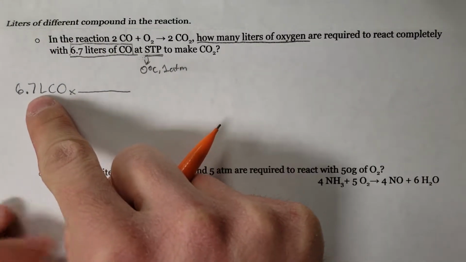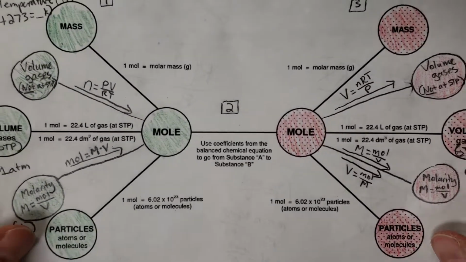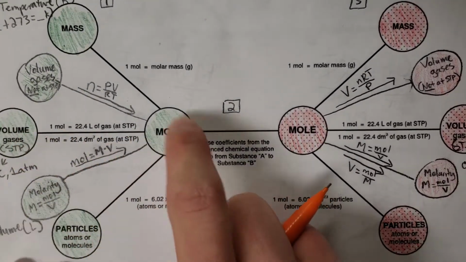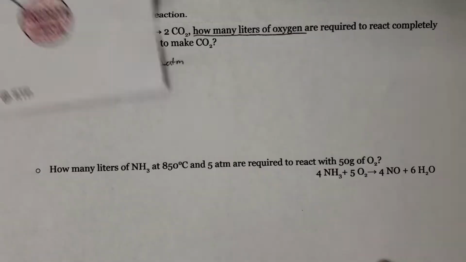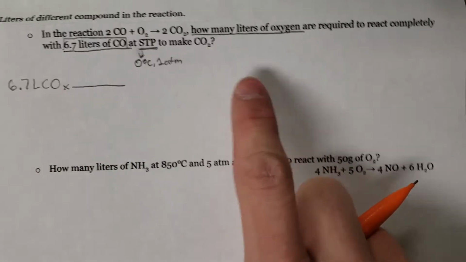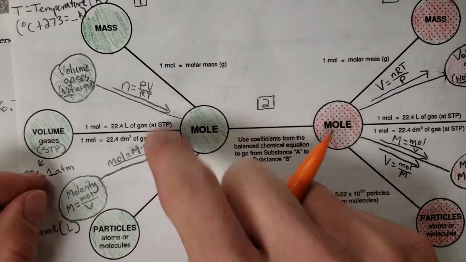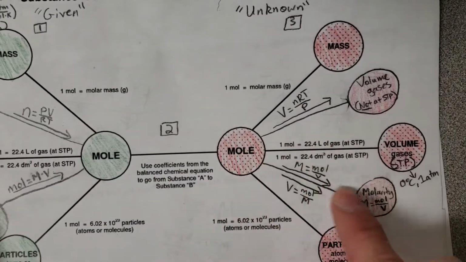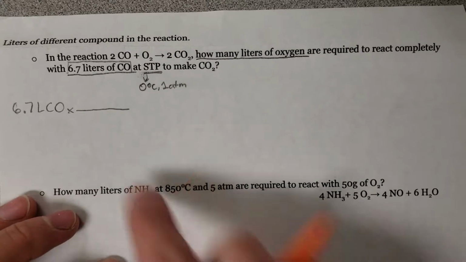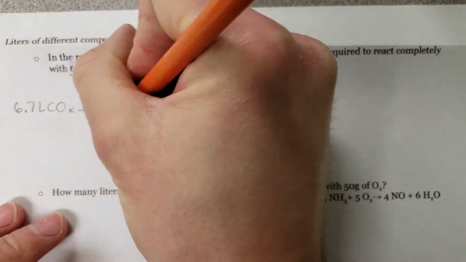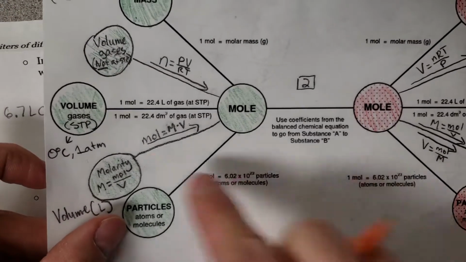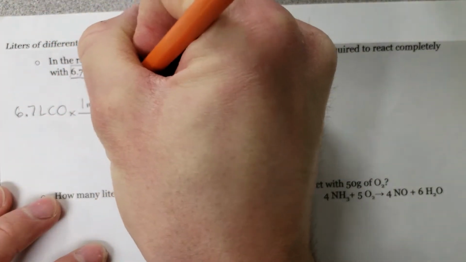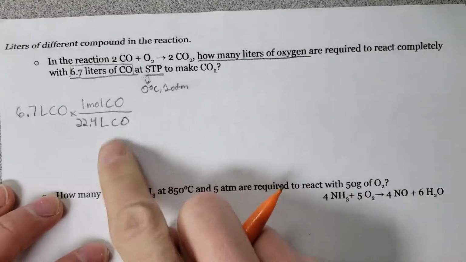Since it's one of our printed parts here, we know that we can just plug in. Anything that's printed on our roadmap, we can plug straight across in a sequence. If we're using one of the equations that we added on there, we're not going to be able to just plug straight in. We've got liters of CO up here, so we need liters of CO down here. Our conversion factor was 1 mole equals 22.4 liters of gas, so this is going to be 1 mole of CO equals 22.4 liters of CO.